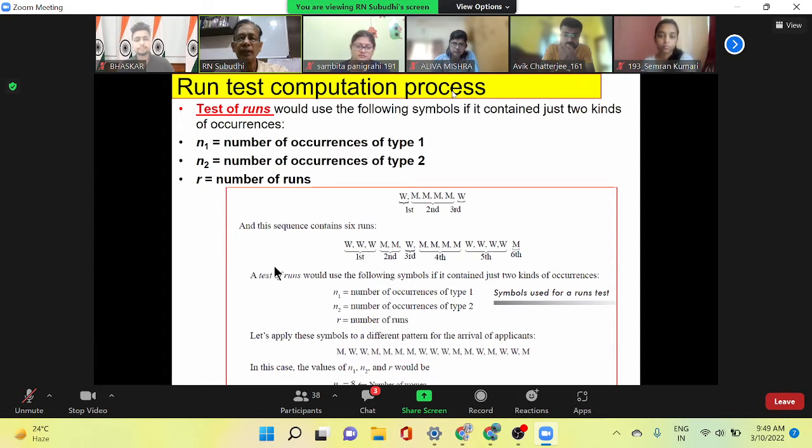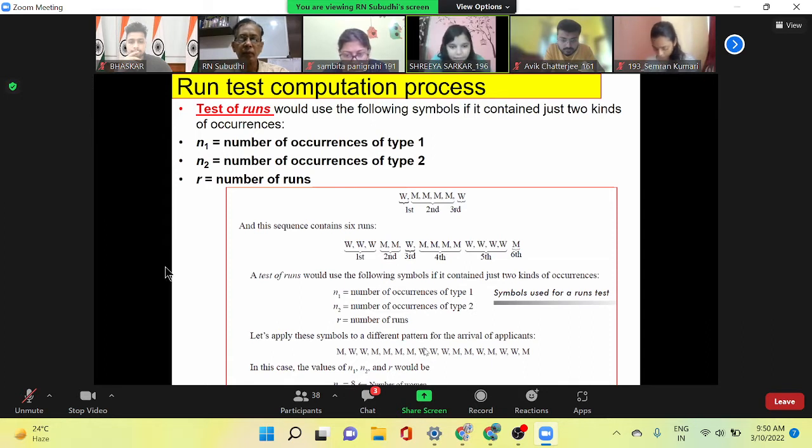Over to Avik. Sir, in the second one, there are three. Shibani, in the next line: six. All of you are clear? Then Shreya, just check this one carefully. Is my screen visible? Yes, sir. Nine. All of you agree?